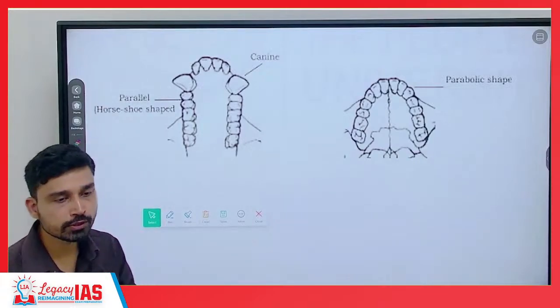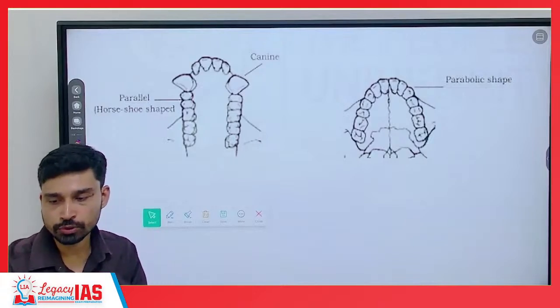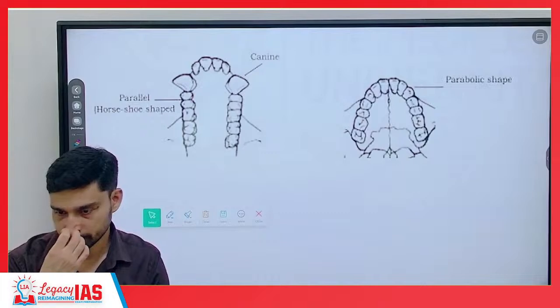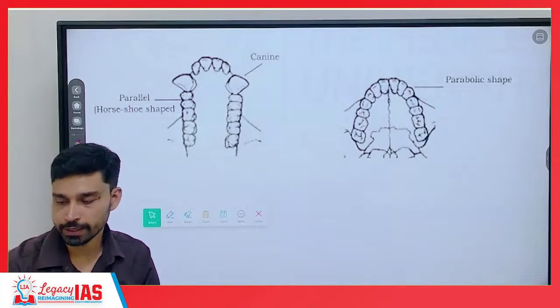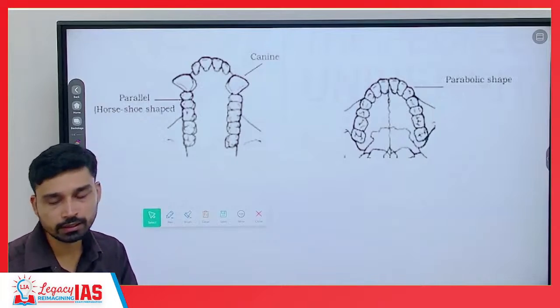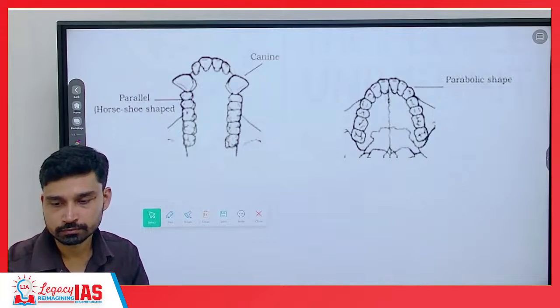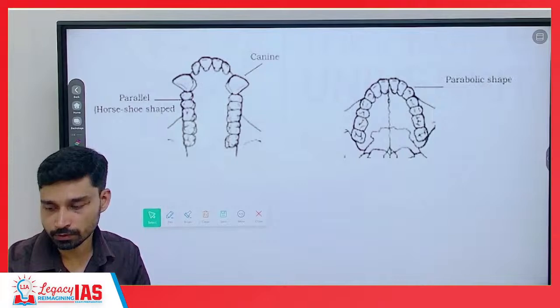Which is also observed in the detailed facial expression of man.